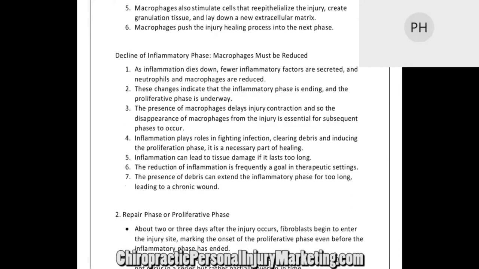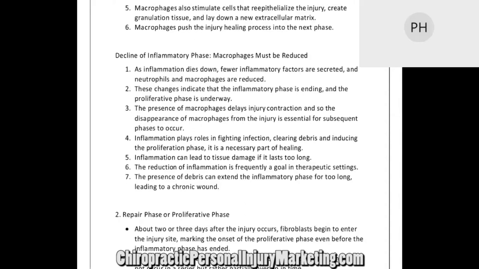Macrophages must be reduced. As the inflammation dies down, fewer inflammatory factors are secreted, and neutrophils and macrophages are reduced. See, this is microscopic. These changes microscopically indicate the inflammatory phase is ending and the proliferative phase is underway.